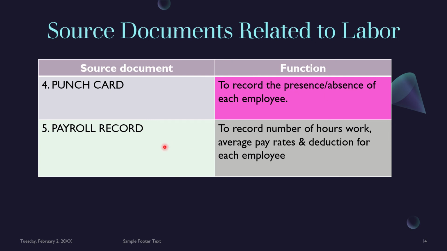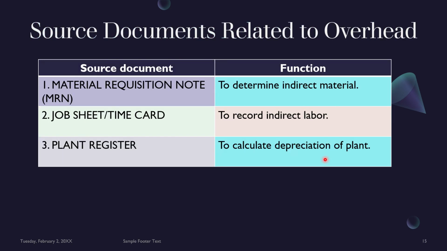And the last one is known as payroll record, used to record number of hours worked, average pay rate, and deductions for each employee.